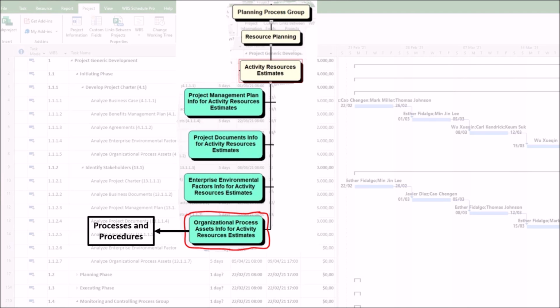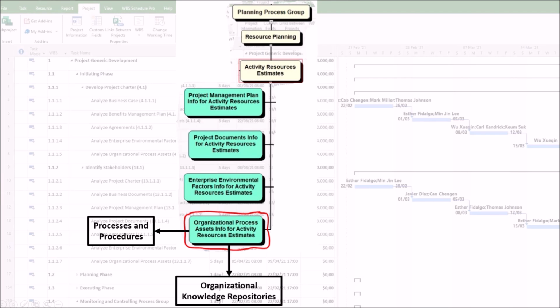1. Processes and procedures. Policies for staffing, rental, purchase of supplies, equipment. Standardized estimation guidelines ensure estimates follow organizational rules. Provides a repeatable methodology.